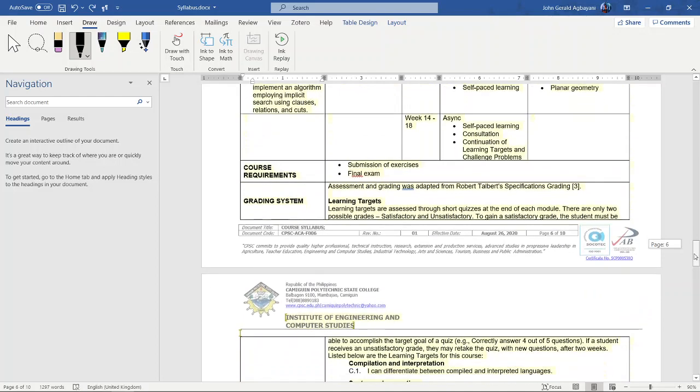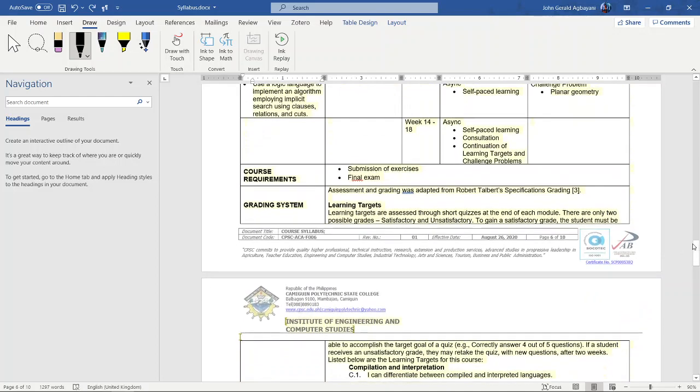And then, for the course requirements, we have exercises and also programming activities because, of course, our course is about programming languages. So therefore, this course would require you to program in the programming activities. There are also quizzes in most of the modules that you also have to answer.